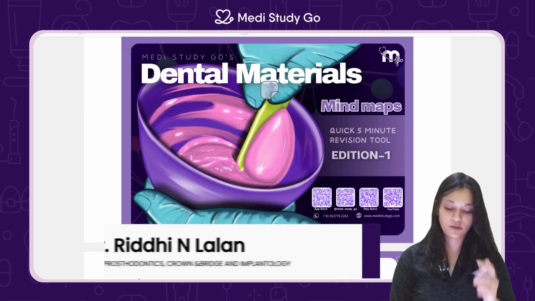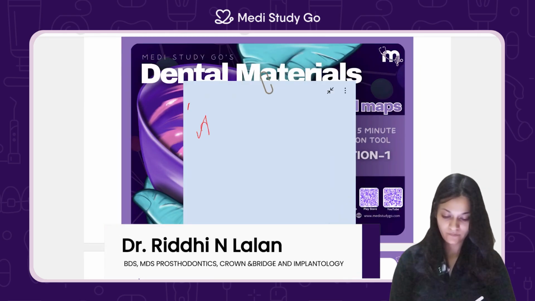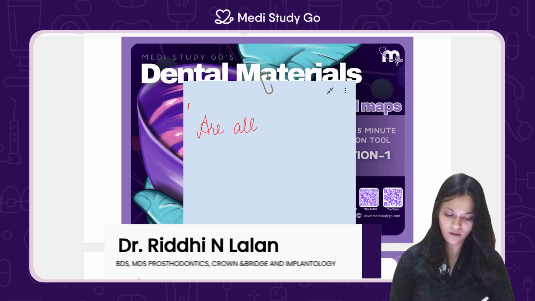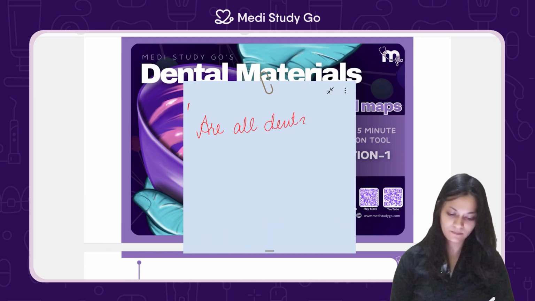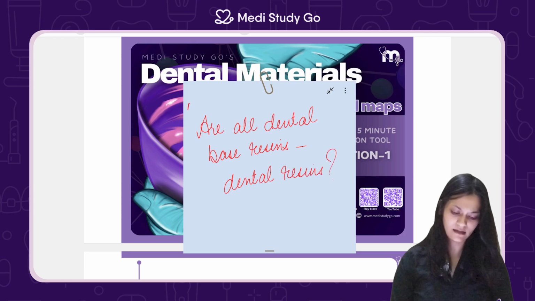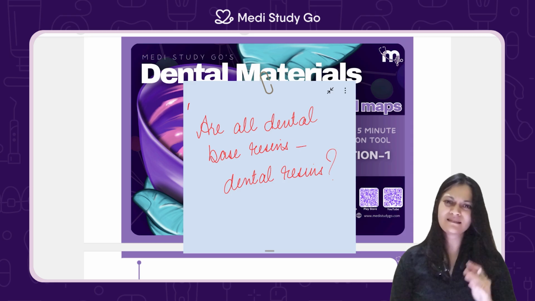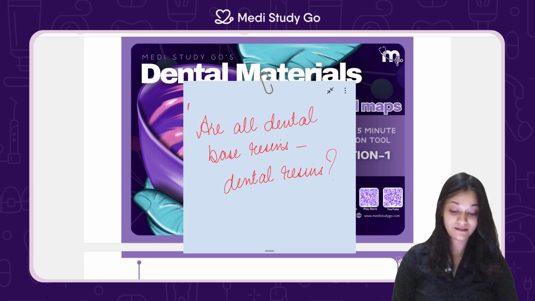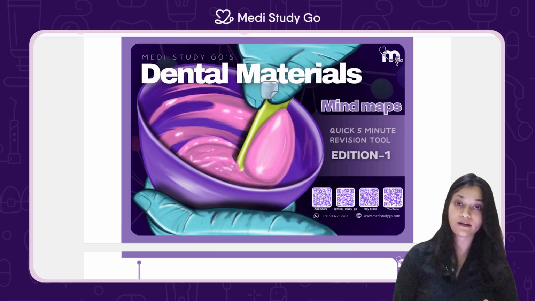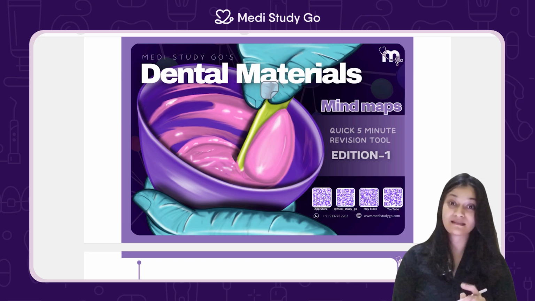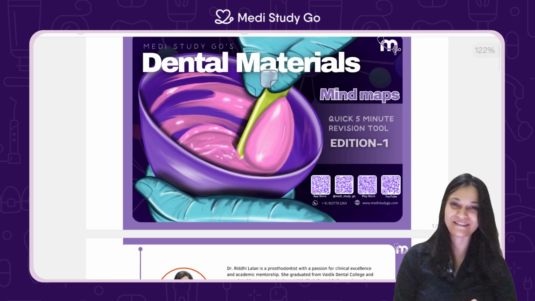Let me ask you one question. Are all denture-based resins dental resins? And similarly, is dental resin the same as denture-based resin? Well, to answer your question, all denture-based resins are dental resins, but all dental resins are not denture-based resins. Confused, right? Don't worry, I'm going to clear it right away.